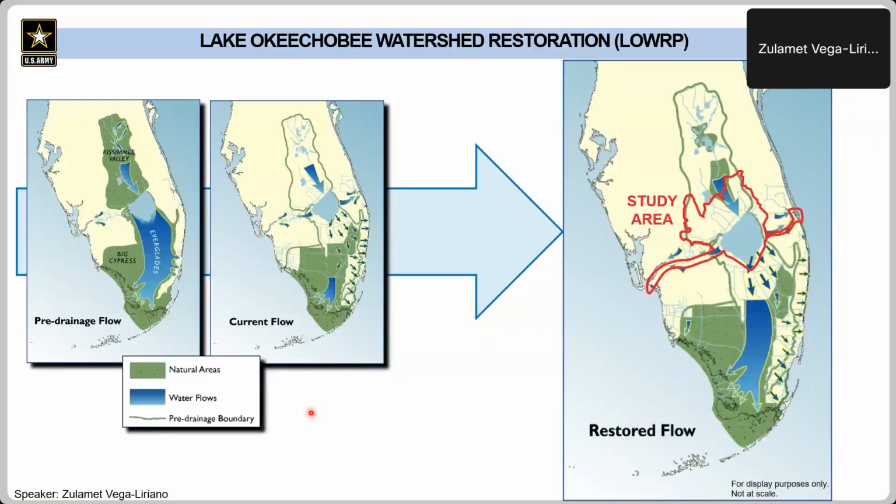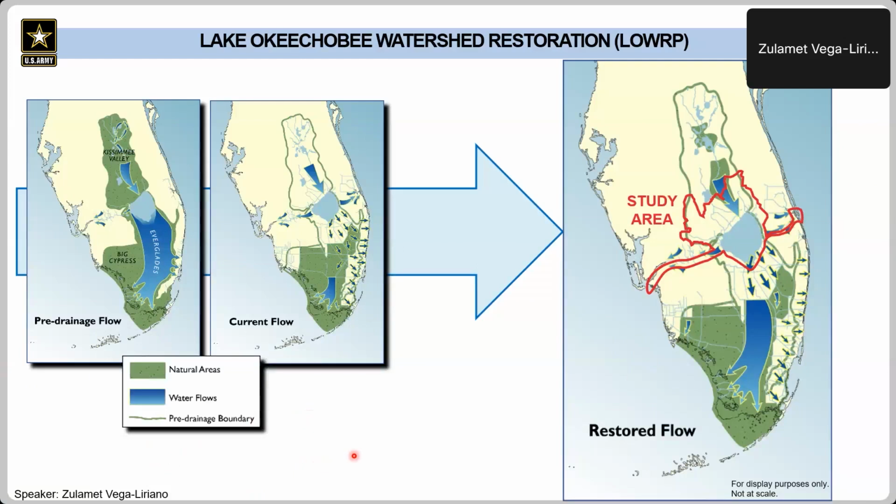LOWP is part of the Central Everglades Restoration Plan, or CERP. As a reminder, the Central Everglades Restoration Plan, or CERP, was approved as a framework for the restoration of the natural system to address the unintended hydrologic impacts of the Central and Southern Florida project in Section 601 of the WRDA 2000.